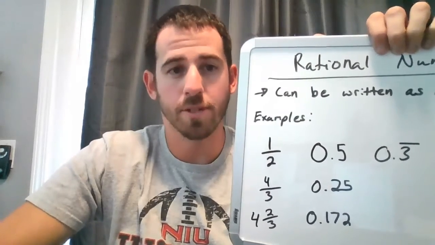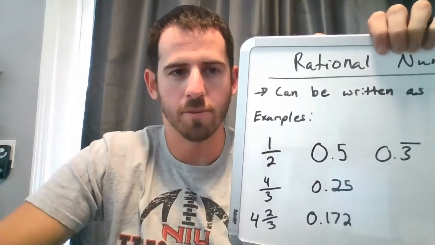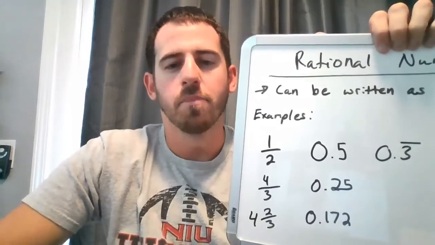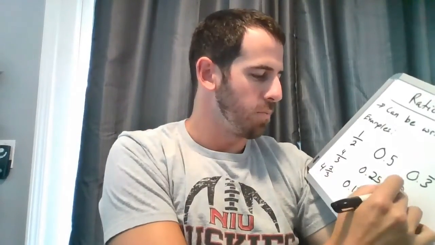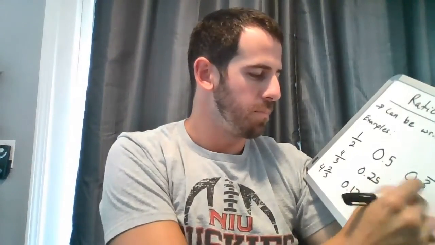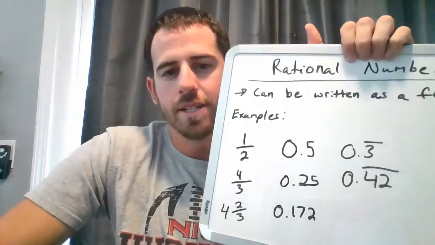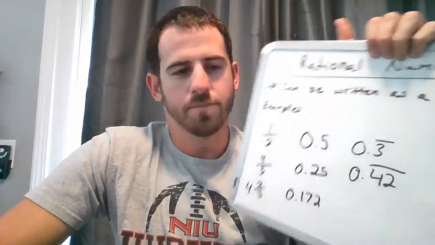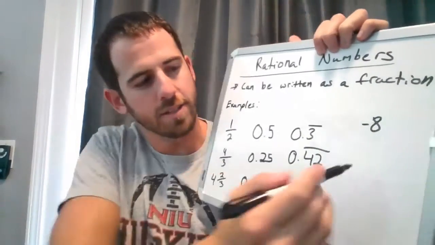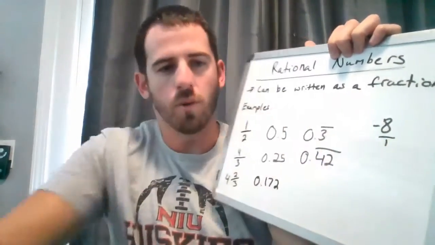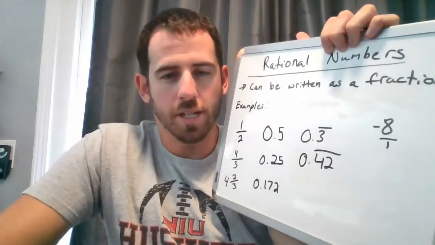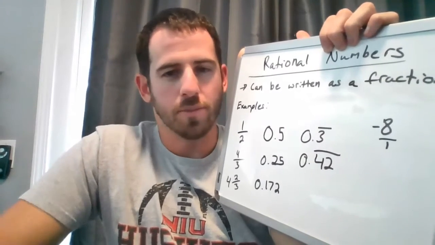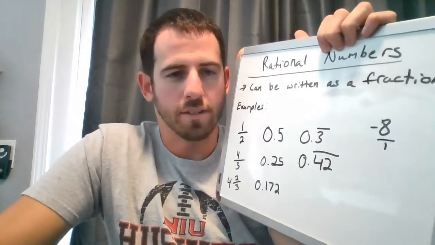Okay, there's one type of decimal that's not a rational number, which we'll talk about when we do the irrational numbers. But in your repeating, it could be 0.42, and both of those digits are repeating. It's still a rational number. Okay, a couple other things. Obviously, a whole number like -8. Well, -8 is simply -8/1. Therefore, it's a rational number. It can be written as a fraction. The negative doesn't change anything. It's just a negative number.